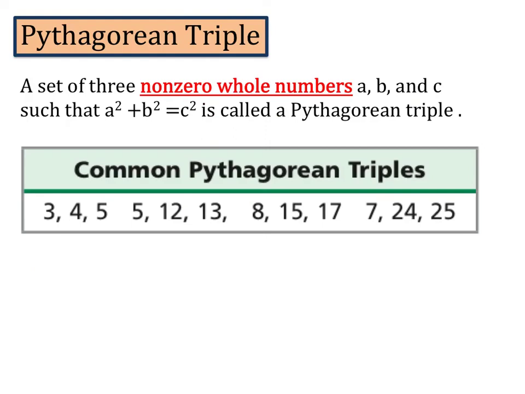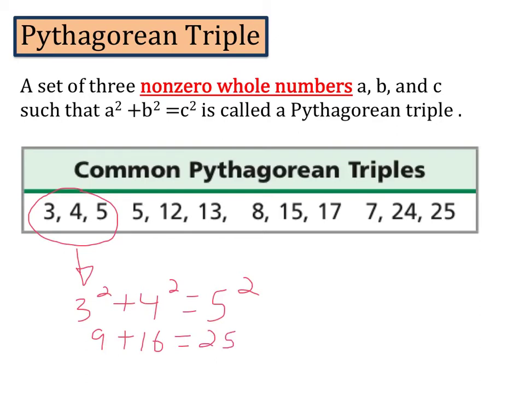So now let's talk about Pythagorean triples. A Pythagorean triple is a set of three non-zero whole numbers a, b, c such that a squared plus b squared equals c squared. So it's a set of numbers that fit the Pythagorean theorem, but they have to be non-zero whole numbers. So for example, I can try one of these out. 3, 4, and 5 are a Pythagorean triple because 3 squared plus 4 squared equals 5 squared. 9 plus 16 equals 25, and 25 equals 25. So these four sets are all Pythagorean triples.